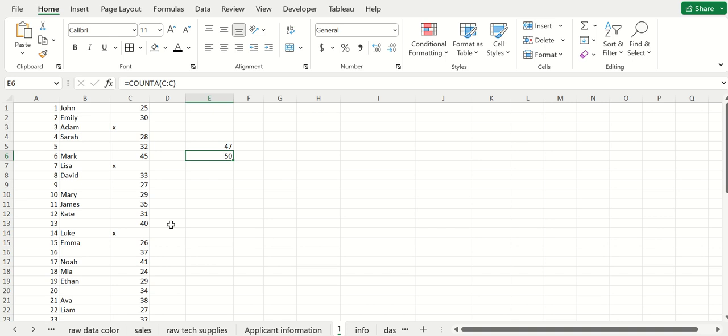So to summarize, Count is for numerical values only, and then CountA is for anything that's not blank. And that pretty much wraps up the video.